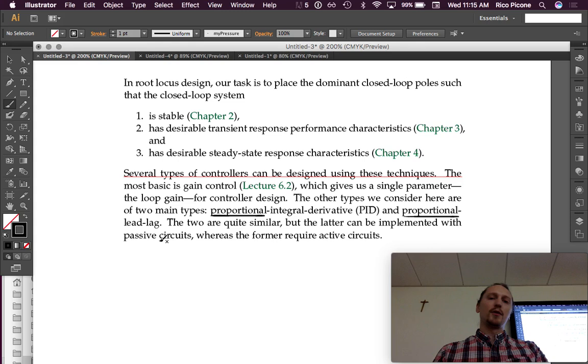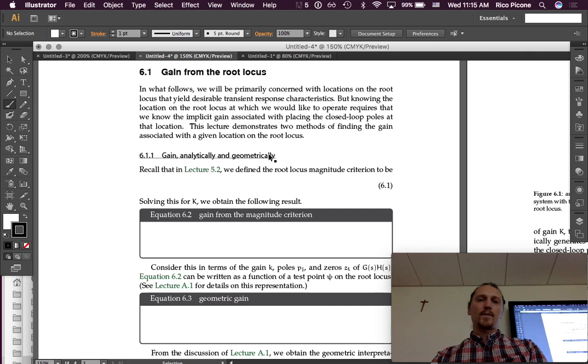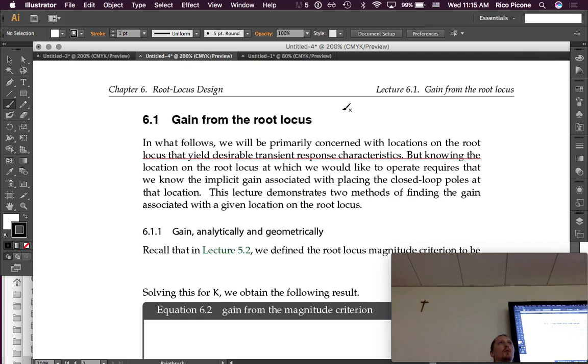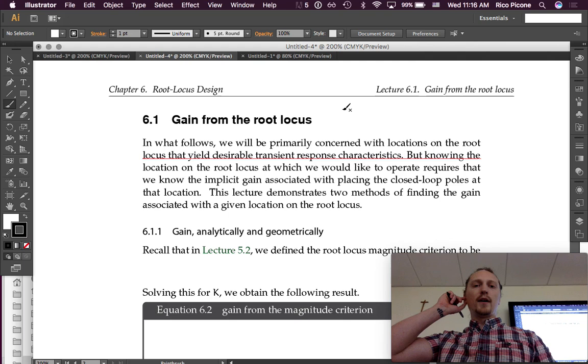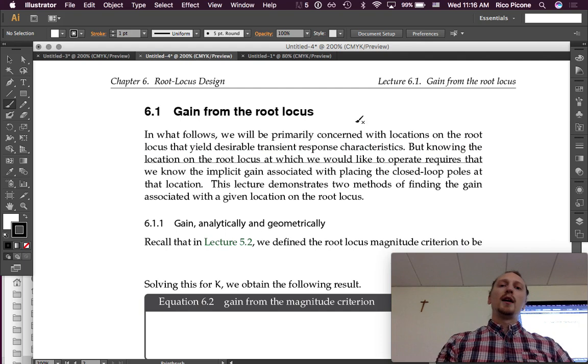But first off, we have to cover how to find the gain from the root locus, which we saw a little bit of in the last chapter, but I wanted to go through and very explicitly talk about it, because we are going to need to be able to do this. It's one of the key moves for doing controller design. So in what follows, we'll be primarily concerned with locations on the root locus that yield transient response characteristics.